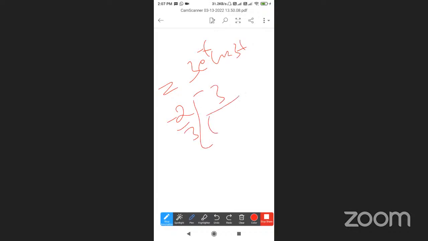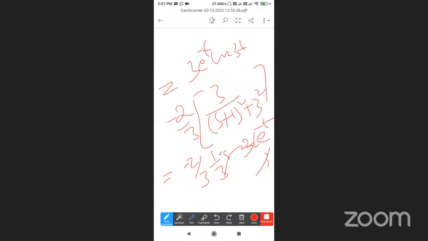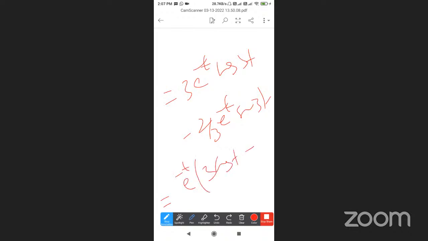3 by (s plus 1) whole square plus 3 square, the formula is minus 2 by 3 into sin 3t e power of minus t. Already 3 is there, so 3 cancels. So the result is 3 e power of minus t cos 3t minus 2 by 3 into e power of minus t sin 3t. What is common? This e power of minus t is common: e power of minus t into (3 cos 3t minus 2 by 3 sin 3t).